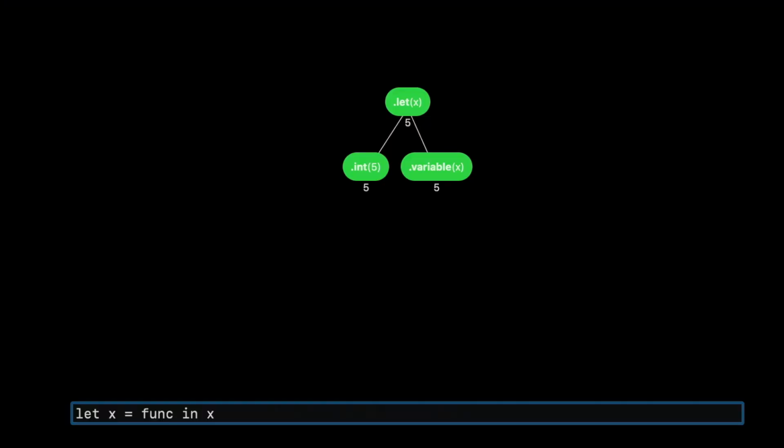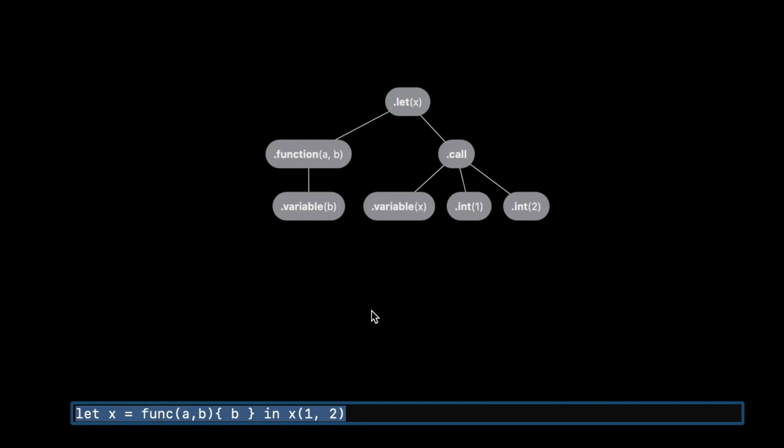And another interesting case is evaluating function expressions. So let's say we do something like x equals func a b, and then the body b in x, and then we call x with 1 and 2. So when we evaluate this, we first have to evaluate the let expression, and then we hit a function. And we cannot evaluate the body of that function because we don't have the parameters yet. So the only thing we can do is return that function as a value.